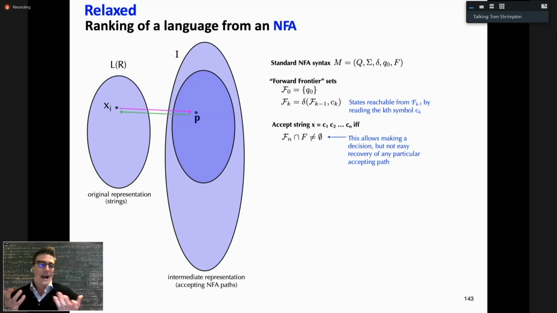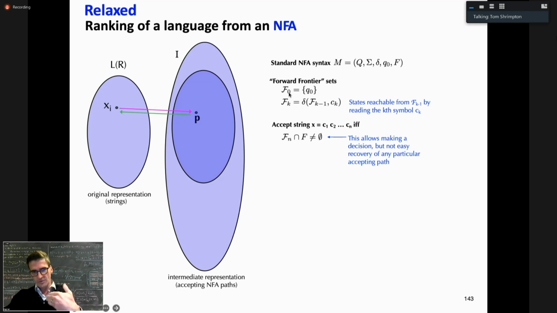If you think about how one is going to implement this, you think about how you determine whether or not a string is accepted by an NFA. This is the standard NFA syntax. You have a machine M, which is an NFA. It has a set of states, some alphabet, a transition function, a start state, and a set of final states, or accepting states, if you will. The way that you determine whether or not a string is in the language of an NFA is you keep what are typically called frontier sets, but we're going to call them forward frontier sets, for reasons that will become clear in just a second. You start out with an initial frontier set, which just contains the start state.